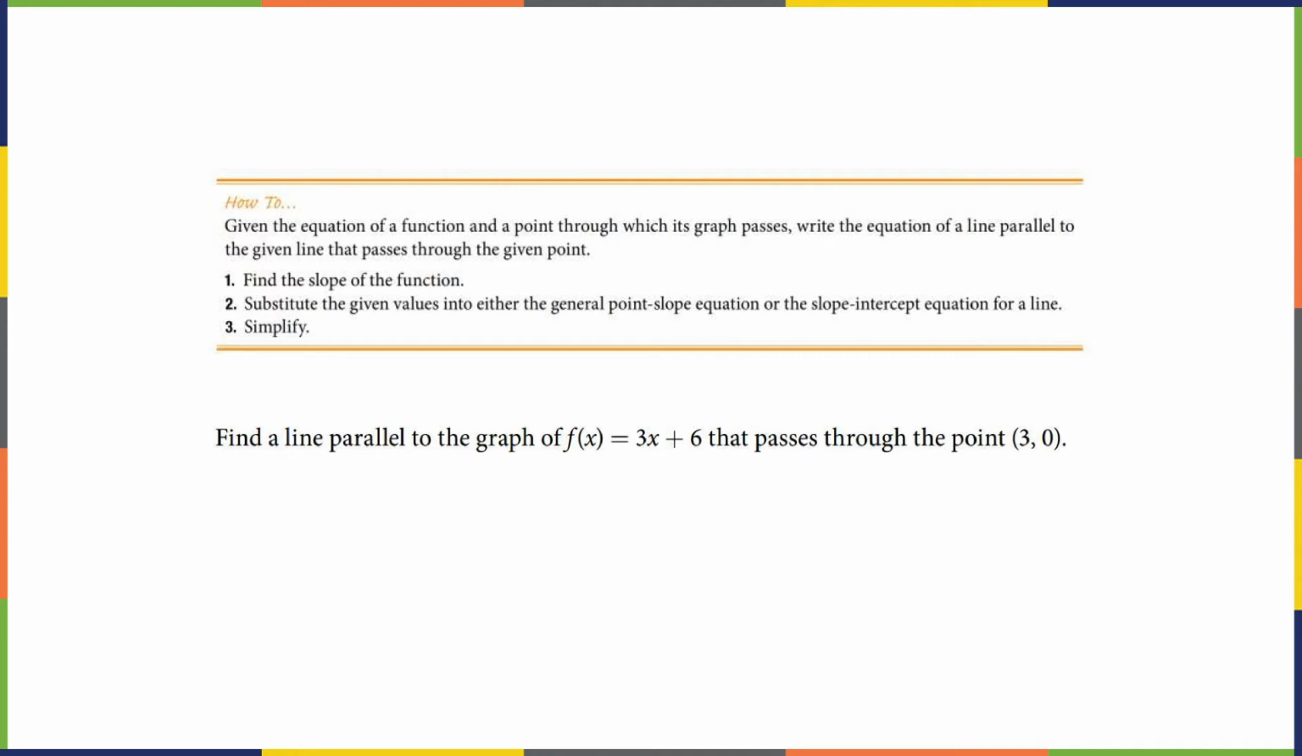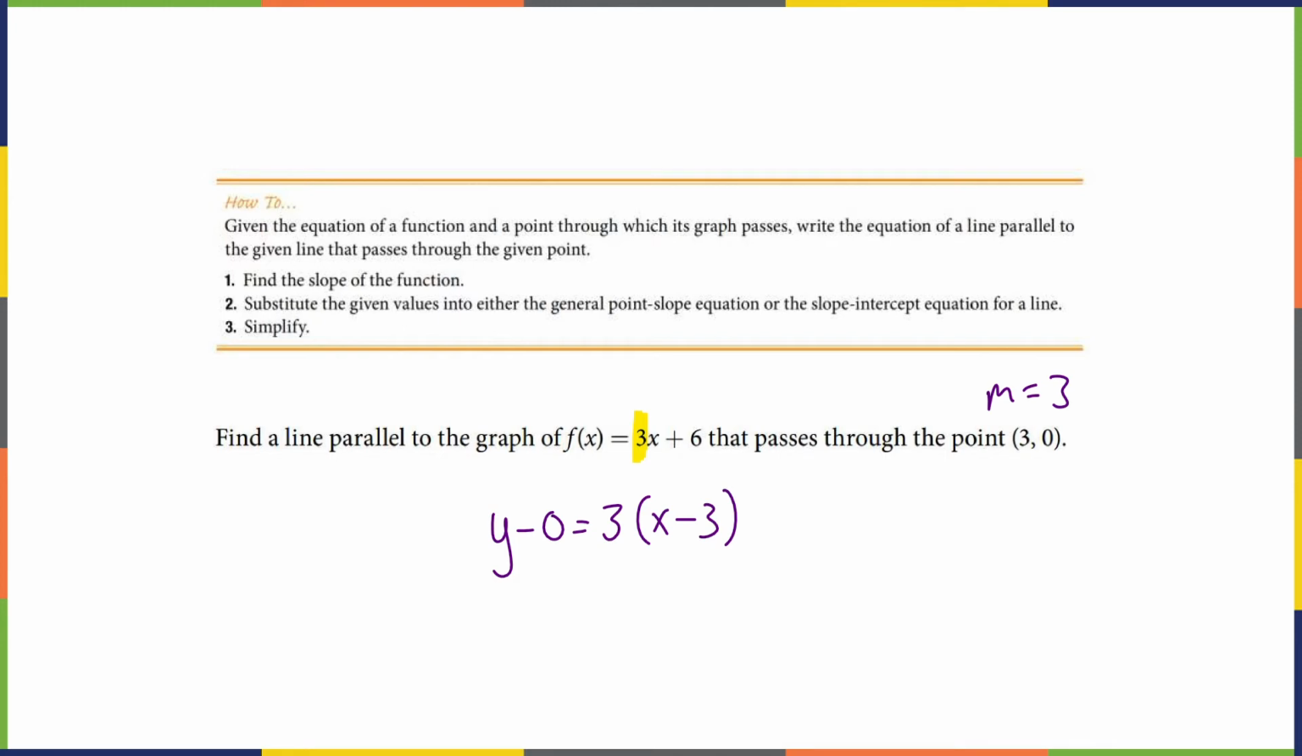So here, let's find a line parallel to the graph f of x equals 3x plus 6 that goes through the point 3, 0. Well, if it's parallel to 3x plus 6, then its slope must match it. So m equals 3, and then we have the point 3, 0. So I'm going to go with point slope form on the line. I'm going to have y minus 0 equals 3 times x minus 3.